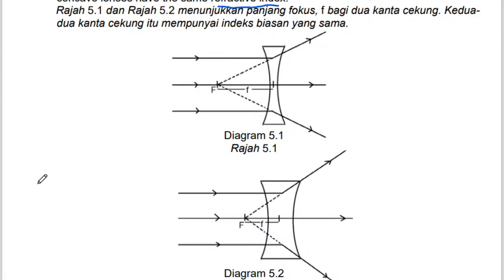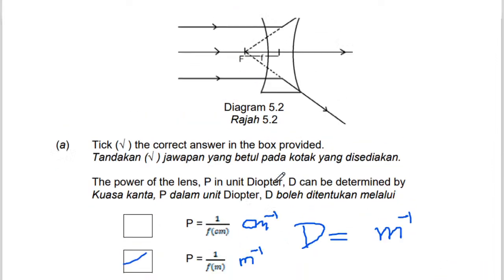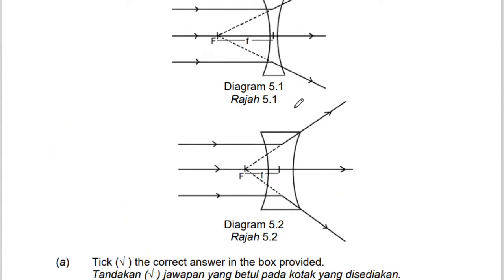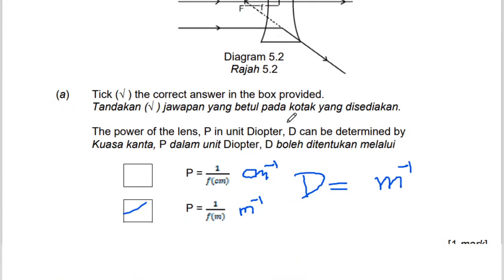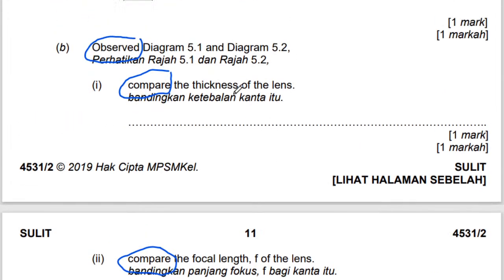5.2 is thicker. Yes, betul, betul. So 5.2 is thicker. 5.1 is thinner. Okay, semua betul. So here, compare the thickness of the lens. So you can write 5.2 is thicker, ataupun 5.1 is thinner.